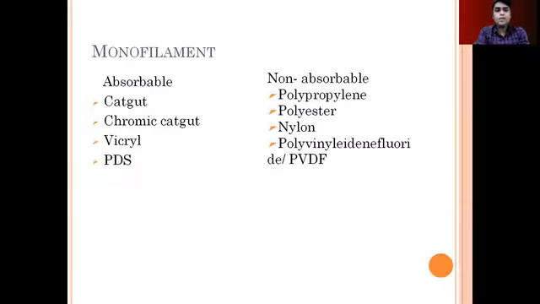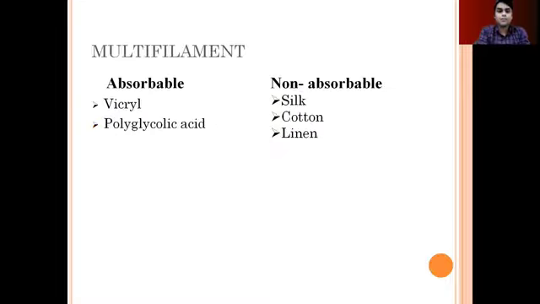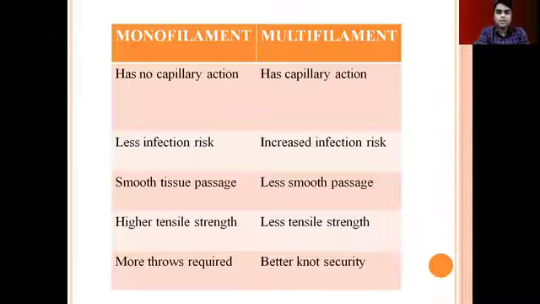In monofilament, again, it is divided into absorbable and non-absorbable. The absorbable ones are catgut, chromic catgut, vicryl, and PDS. In non-absorbable, we have polypropylene, polyester, nylon, polyvinylidene fluoride. In multifilament, we have absorbable, which include the vicryl and polyglycolic acid, and non-absorbable, which are the silk, cotton, and linen. Now, the difference between monofilament and multifilament sutures.